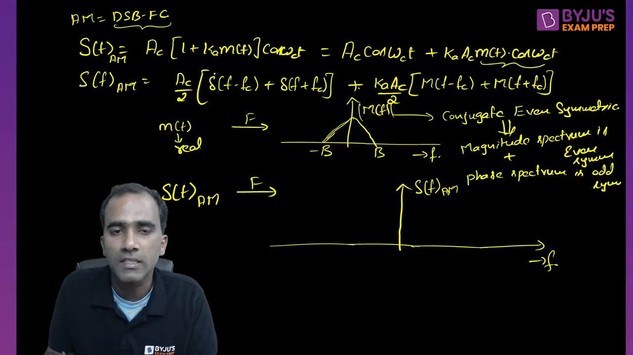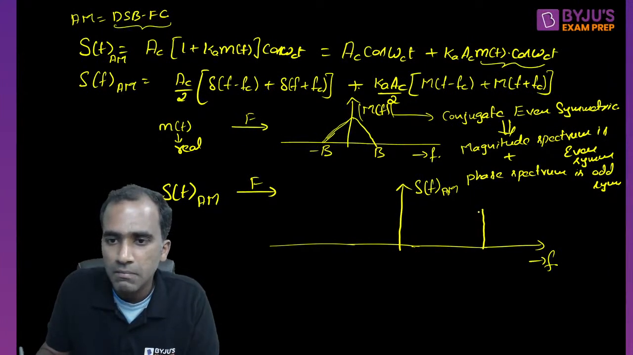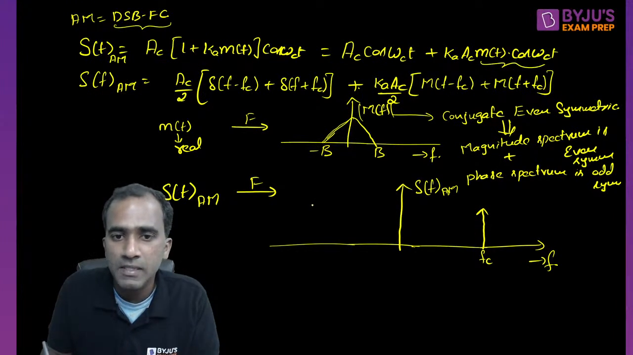Let us plot that. So del of f minus fc means del of f is impulse at 0. Del of f minus fc means impulse at fc. Next, del of f plus fc means impulse at minus fc.